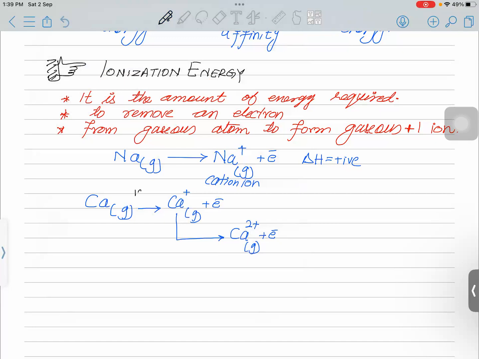This is called first ionization energy. This is endothermic. This is the second ionization energy for the second electron. Delta H is positive. So this required energy is called ionization energy. Now the cation is formed and ready to make ionic bonding.